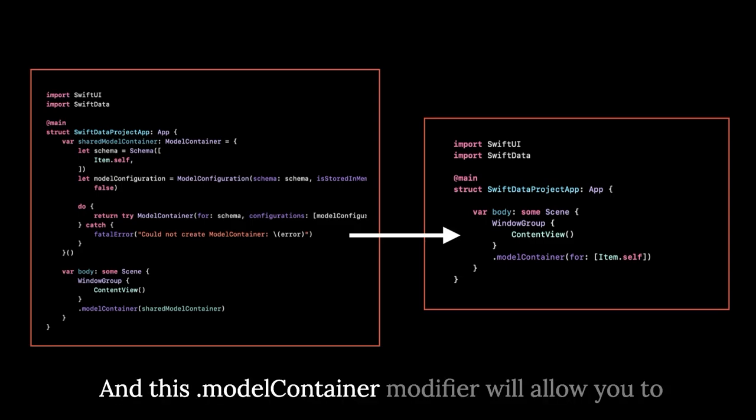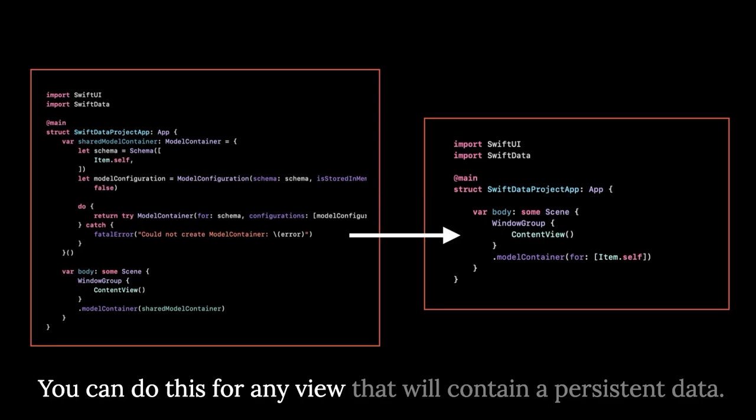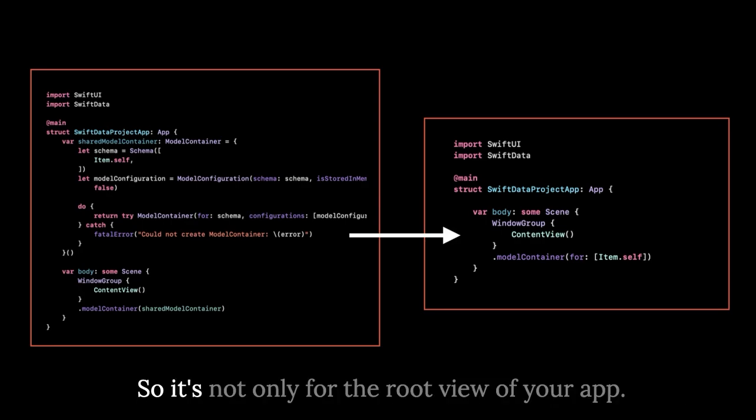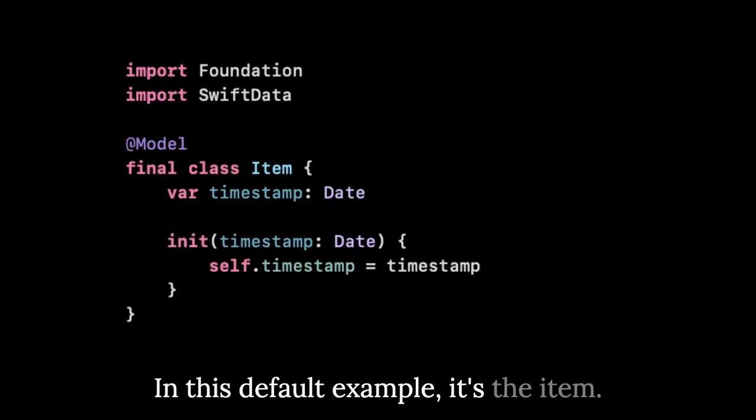And this model container modifier allows you to specify what data model you want to inject into your views. You can do this for any view that will contain persistent data, so it's not only for the root view of your app. Let's continue with the smallest component, the item data model. To create persistent data, the first thing you will need is an object. In this default example, it's the item.